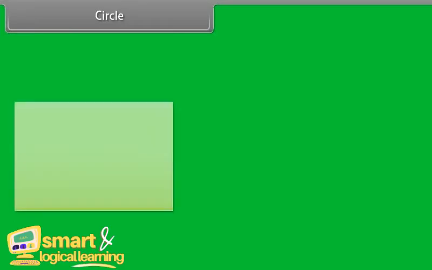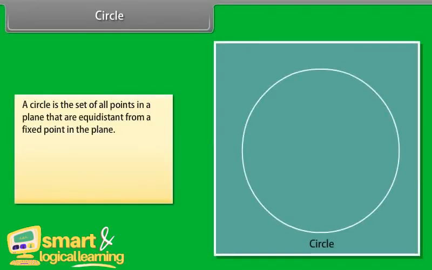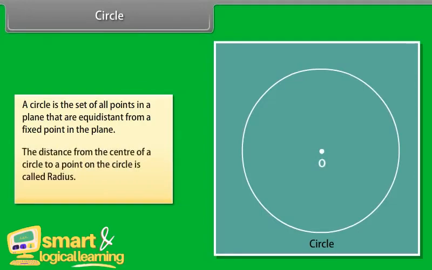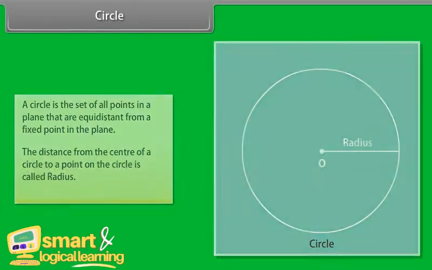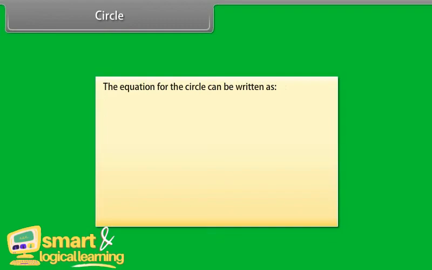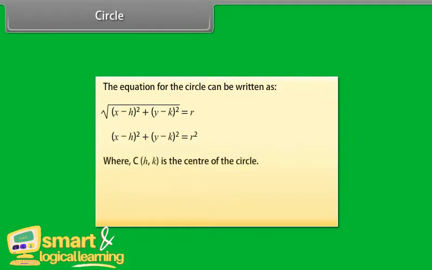Circle. A circle is the set of all points in a plane that are equidistant from a fixed point in the plane. The distance from the center of a circle to a point on the circle is called the radius. The equation for the circle can be written as (x - h)^2 + (y - k)^2 = r^2, where (h, k) is the center of the circle, r is the radius of the circle, and A(x, y) is a point on the circle.